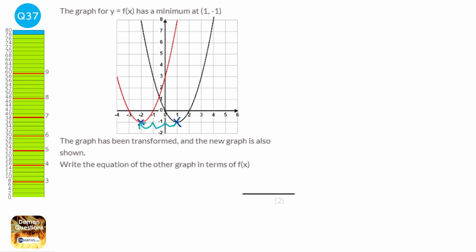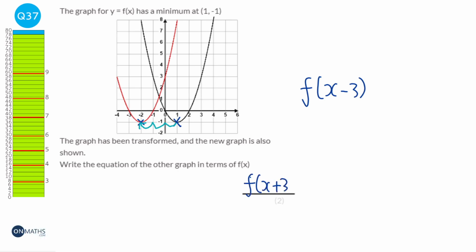Now it's tempting to think that the new function will be f brackets x minus 3. That would be what would be tempting to do, but when you're looking at transforming graphs along the x-axis, it's actually the opposite of what you think. So the actual answer is f brackets x plus 3. So this one would be wrong.